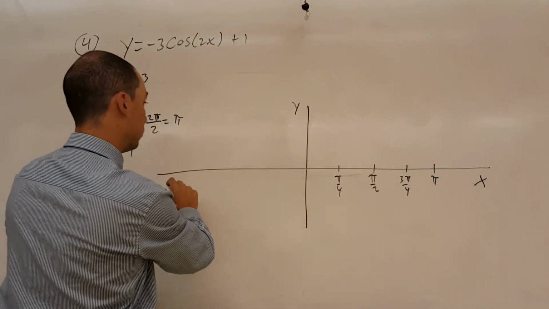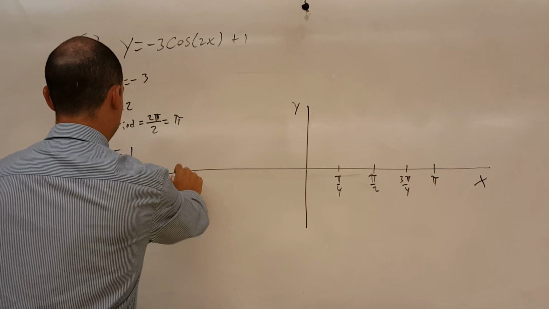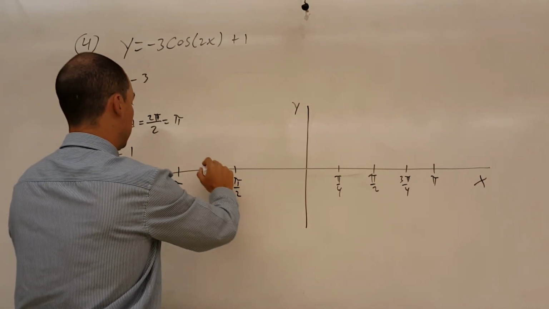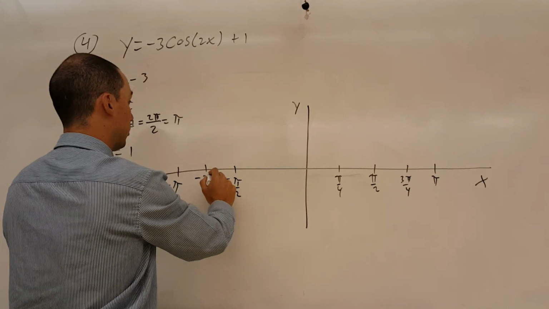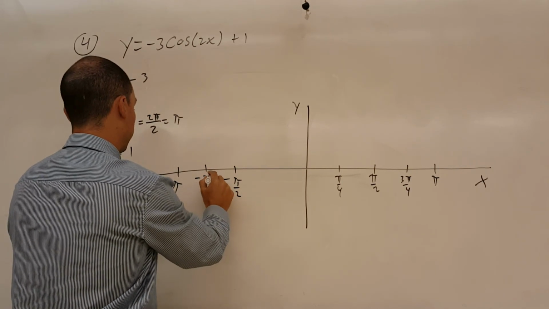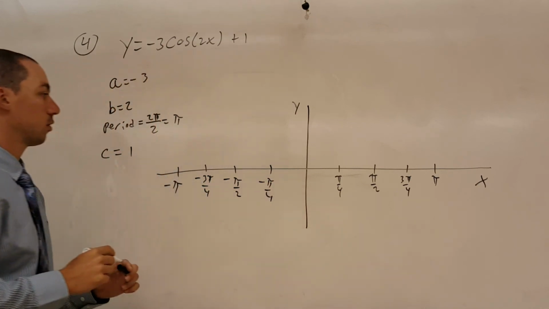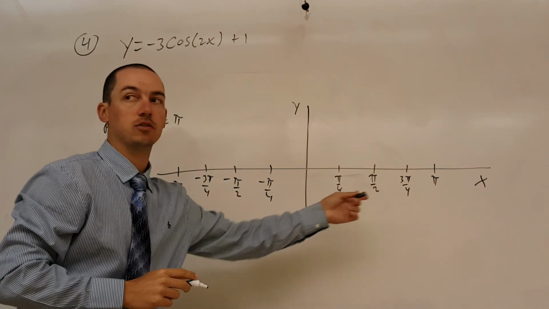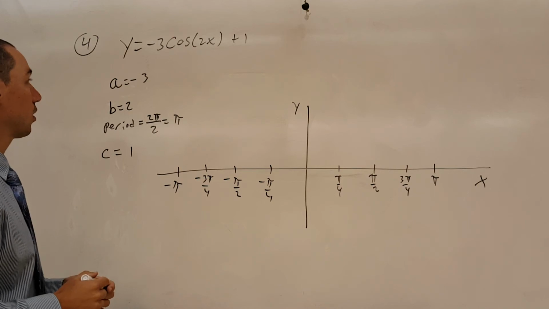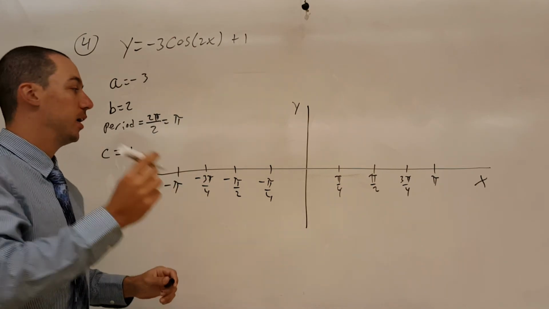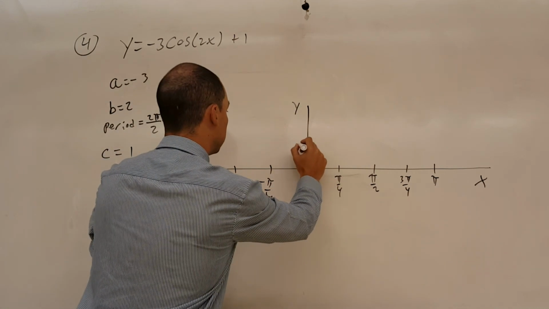Let's go negative pi there. Negative pi over 2. Negative 3 pi over 4. And negative pi over 4. Okay, notice I just copied those values, just made it the opposite. Next, we've been shifted up 1, so our midline is now up 1.